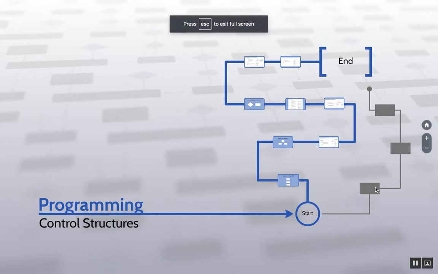Let's look at programming control structures. Every program, whether it's a business program all the way to a video game, has instructions organized in one of three ways: sequence, selection, or loop. With these three types of instructions or control structures, you can write any program.